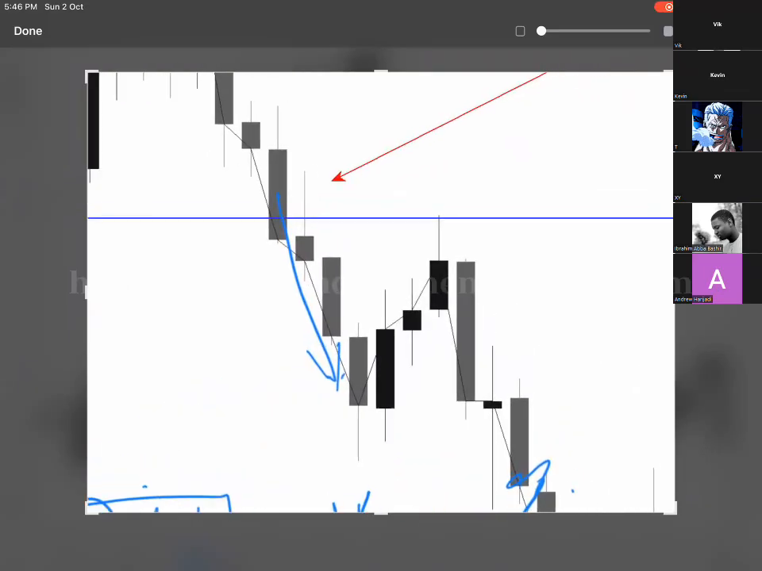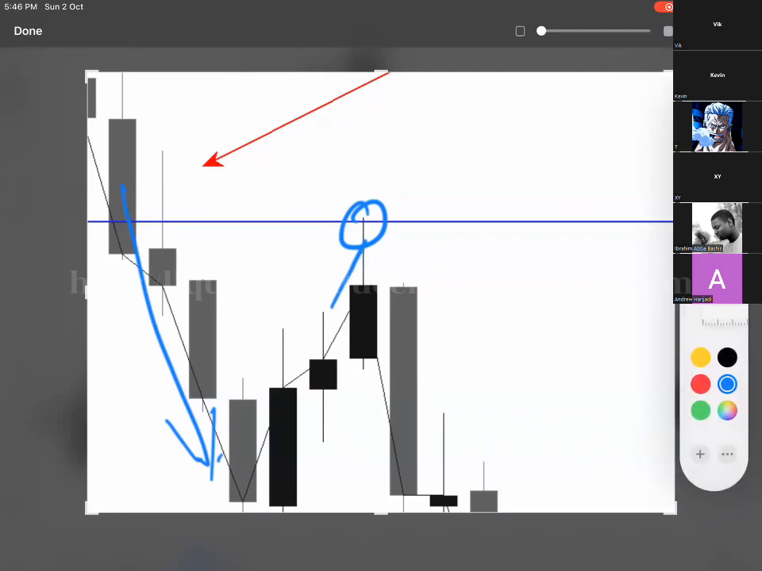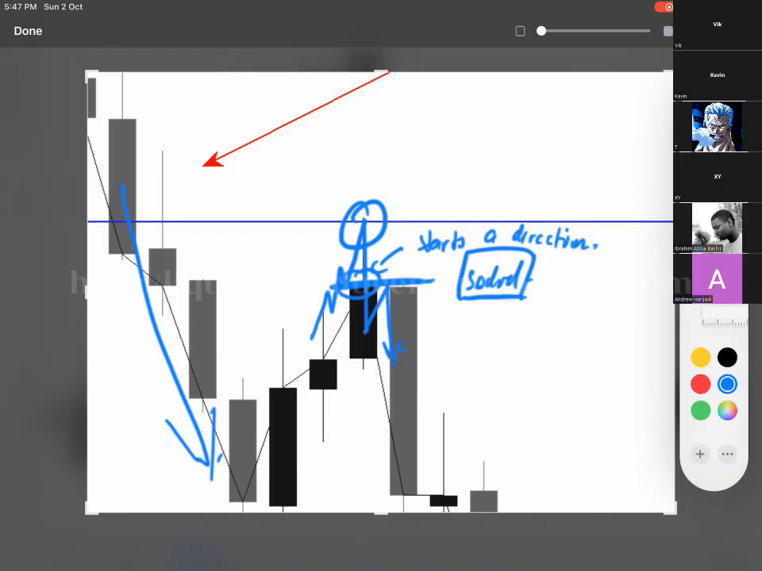The reason how to use H4: once it touches here, you open H4 to see. Remember my decision levels. On the way approaching here, it must break this one, correct? So using H4, if this one breaks, you are now solid. You already know that it's about to go down even further. Basically, the break of a decision level is what starts a direction. Understood? Yes.